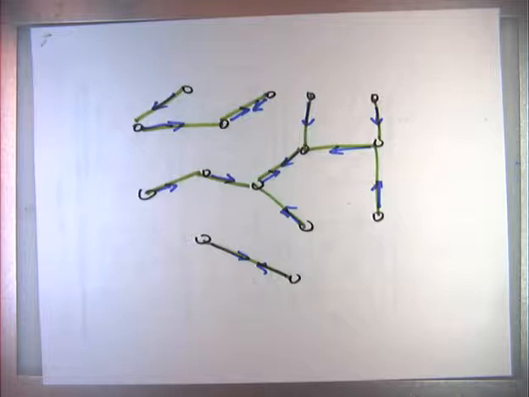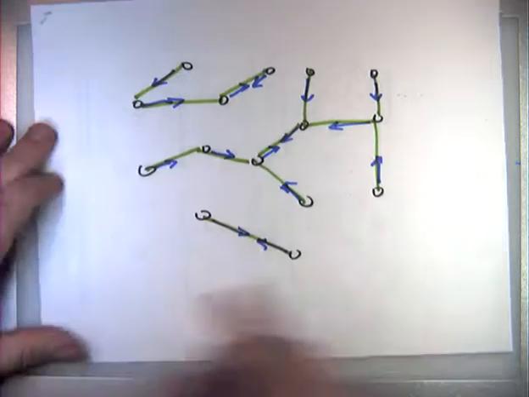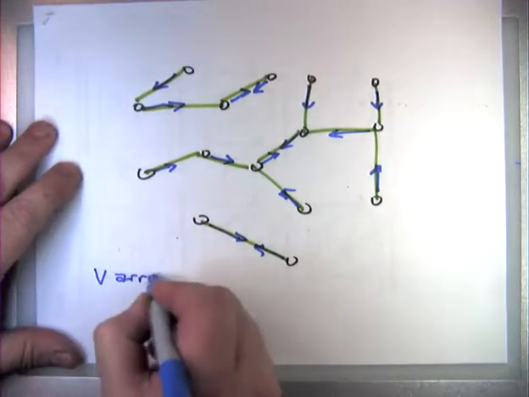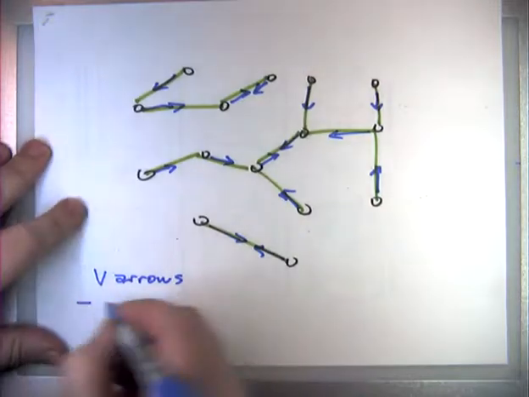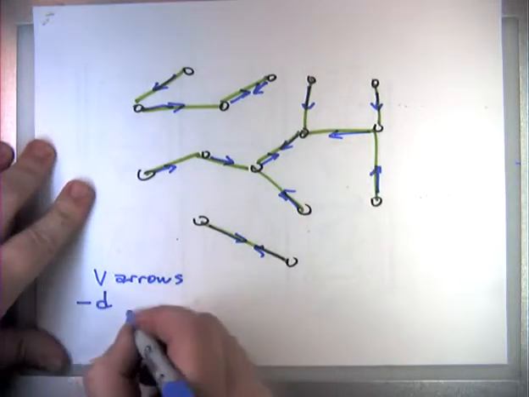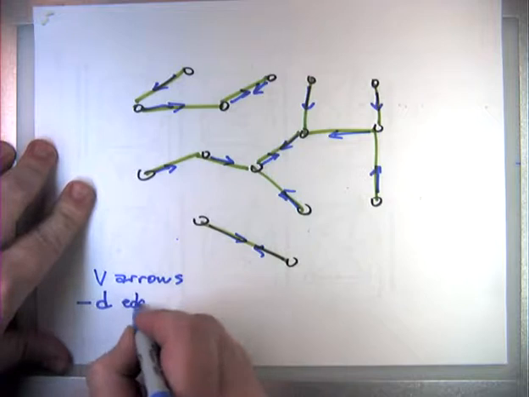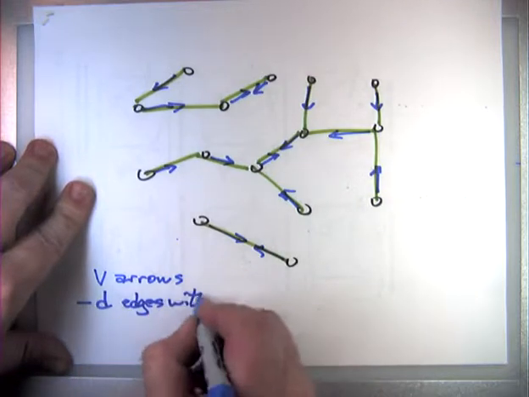So how many edges am I going to add? Well, I have V arrows. So you might think I'm going to add V edges, but that's clearly too many because I can't have V edges in a minimum spanning tree. But there's some edges that get added twice, in effect. There's some edges that have both arrows. Minus some number, let's call it D, edges with 2 arrows.